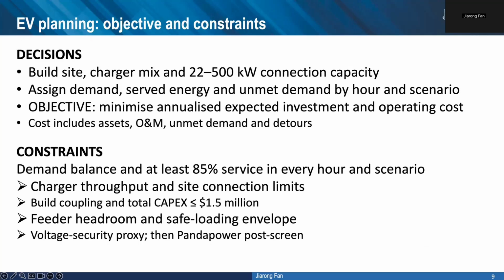The model is a mixed integer linear program. It selects the location, charger mix, connection capacity, demand assessment, and unmet demand. The objective minimizes annual investment and operating cost, including penalties for unmet demand and additional charging trips. Constraints cover at least 85% service, charger and connection limits, and the bus voltage limits. Power then runs an independent bus voltage check to make sure there are no voltage violations.